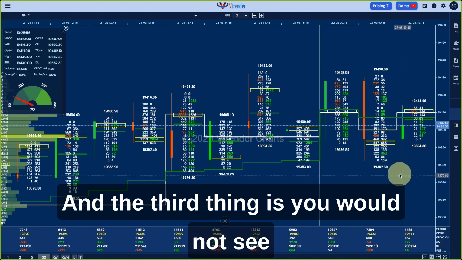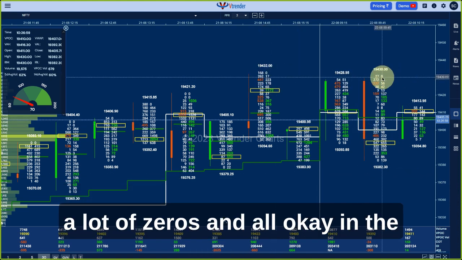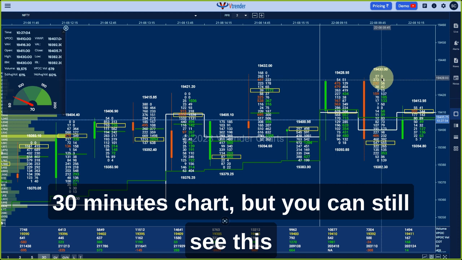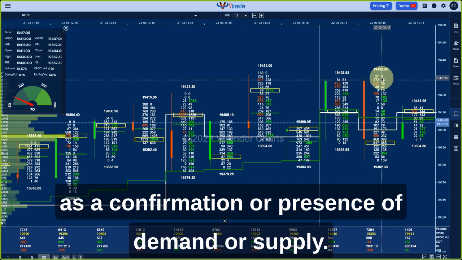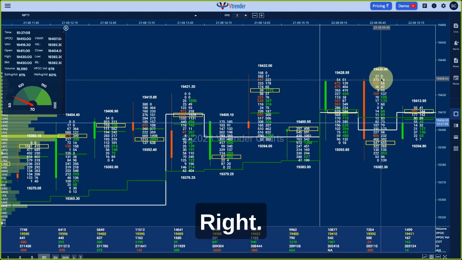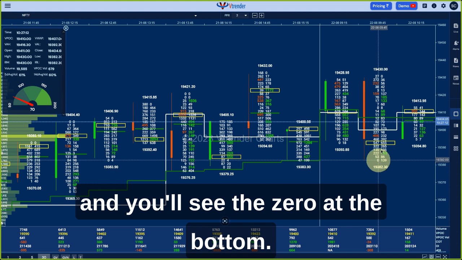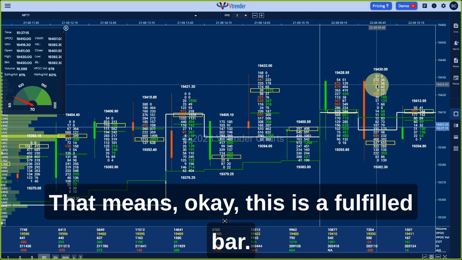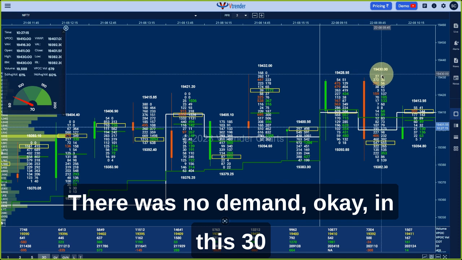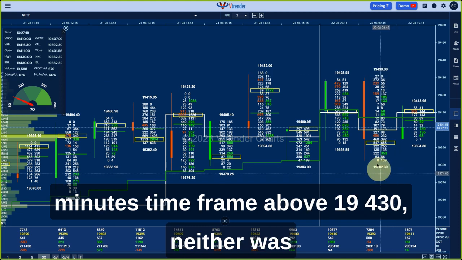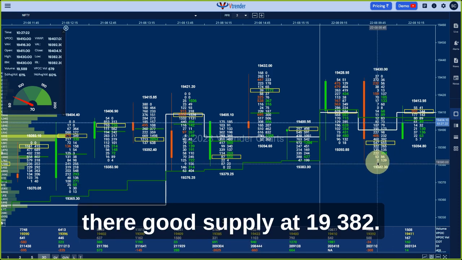And the third thing is, you would not see a lot of zeros in the 30-minute chart, but you can still see this as a confirmation or presence of demand or supply. So you'll see a zero at the top, and you'll see a zero at the bottom. That means this is a fulfilled bar. There was no demand in this 30-minute time frame above 19430, neither was there good supply at 19382.